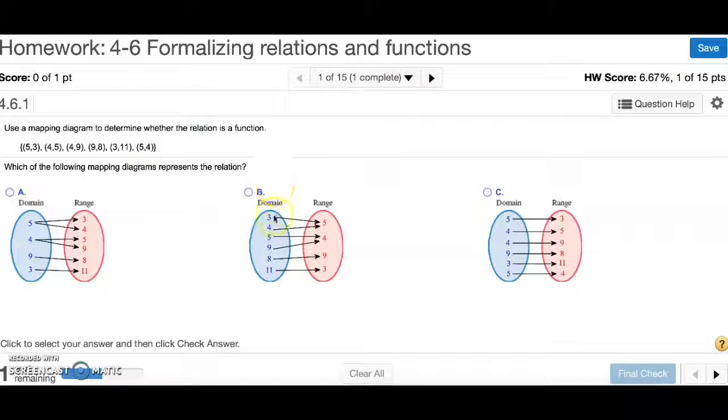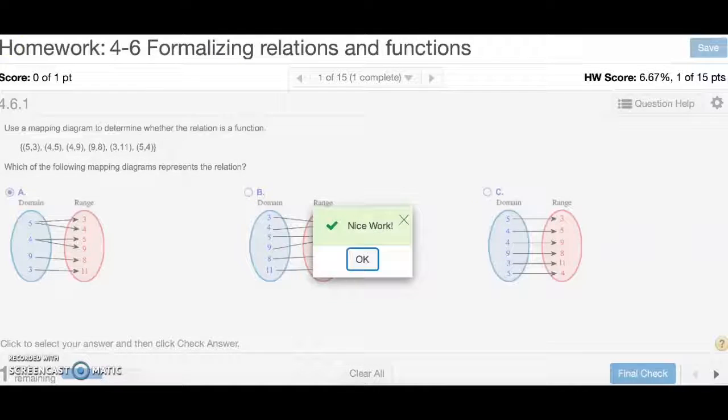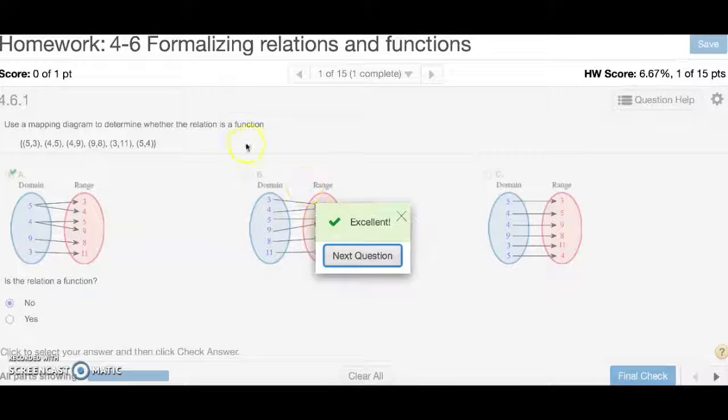B puts my range as my domain, and my domain is my range. It has them backwards. So A would be the choice for that one. So is it a function? For this to be a function, each domain value can only go to one range value. Since we have this 5 and this 4 going to two separate ranges, it cannot be a function. So no, it is not a function.